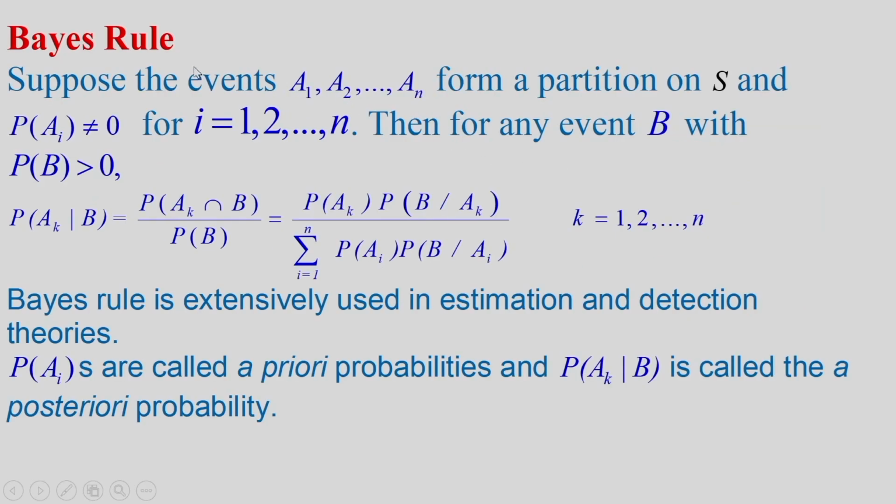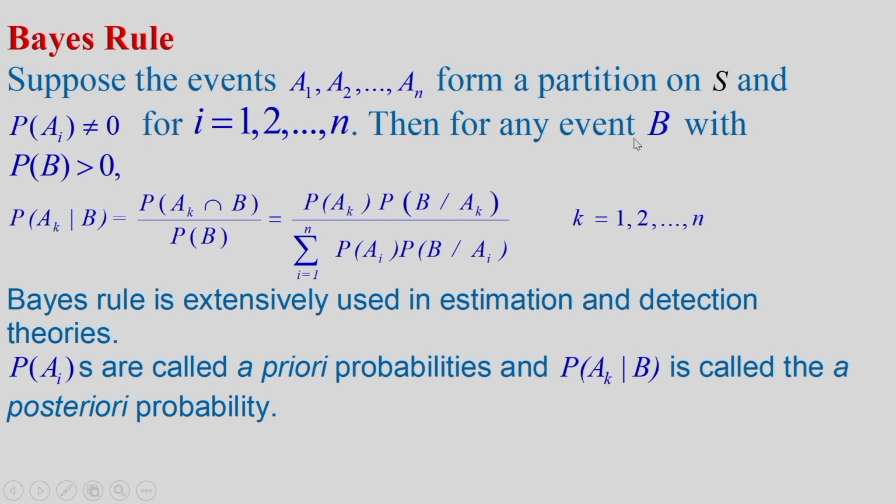Now, we go to one of the very important results, what is known as the Bayes rule. Suppose the events A1, A2 up to An form a partition on S, we know what is a partition, and P(Ai) is not equal to 0 for i equal to 1 to n. So, each of these probabilities is non-zero and these probabilities are called a priori probabilities. We know these events A1, A2 up to An and their probabilities also, that way these are a priori probabilities.